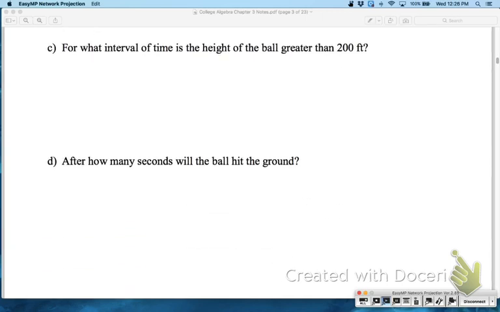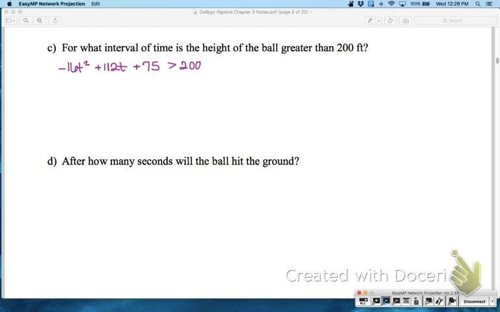So this is an interesting one. We're looking at an inequality. For what interval of time is the height of the ball greater than 200 feet? Well, we'll use the exact same equation. Okay, so we have negative 16t squared plus 112t plus 75. And what we want is where this is greater than 200.